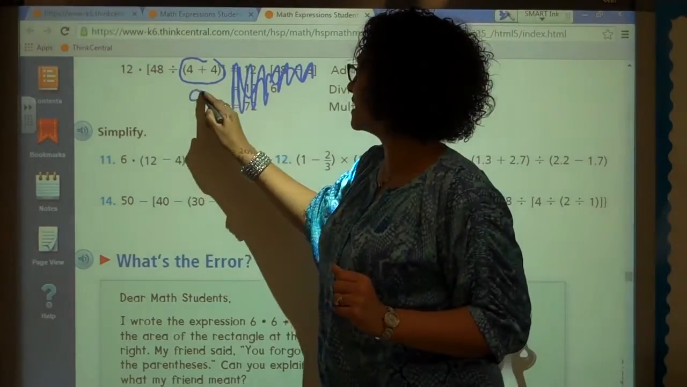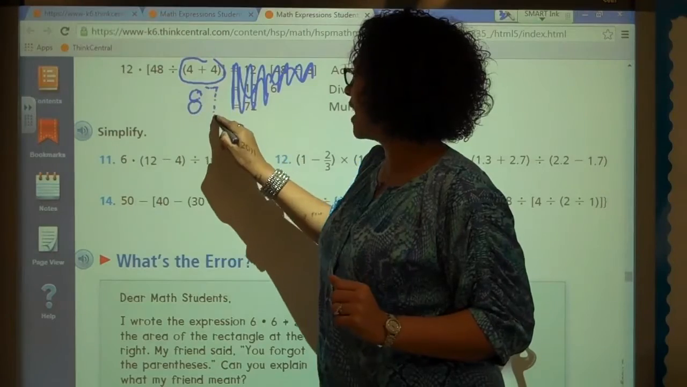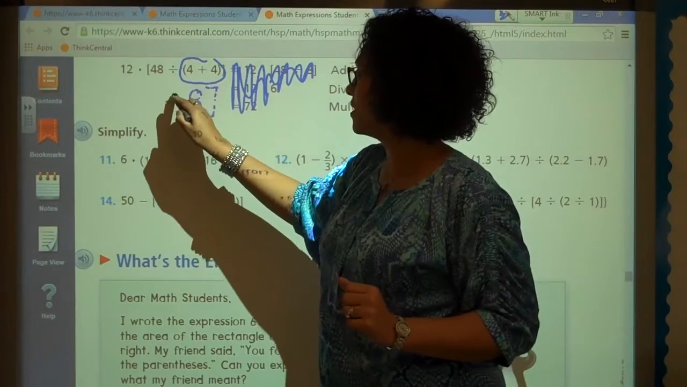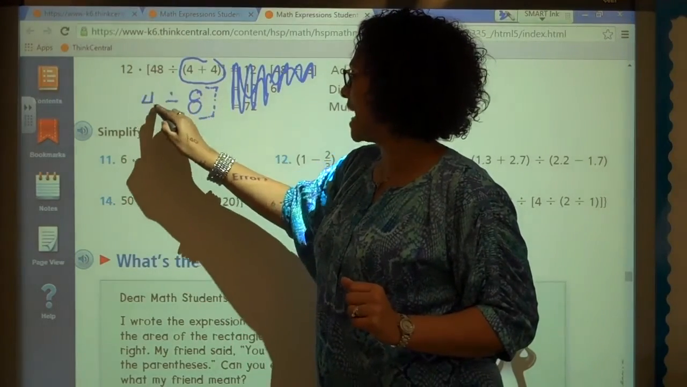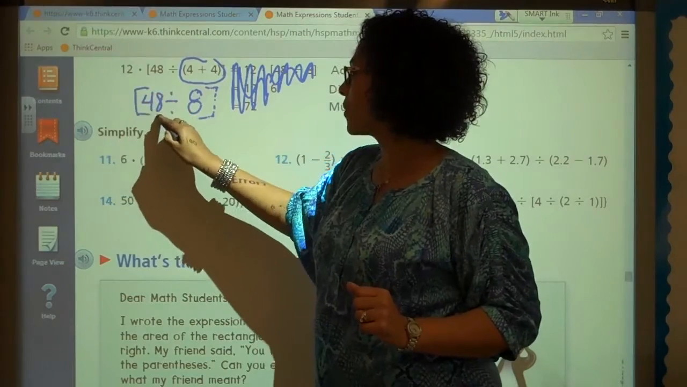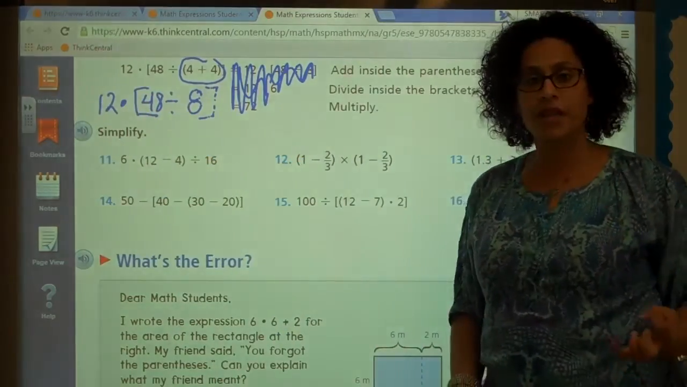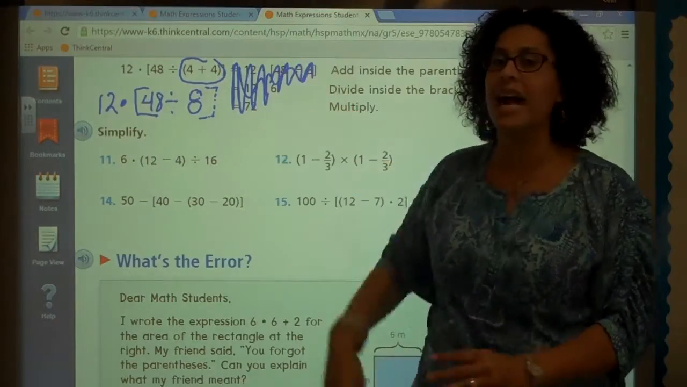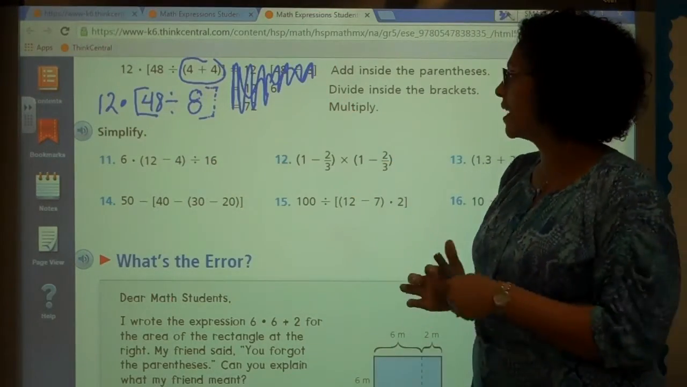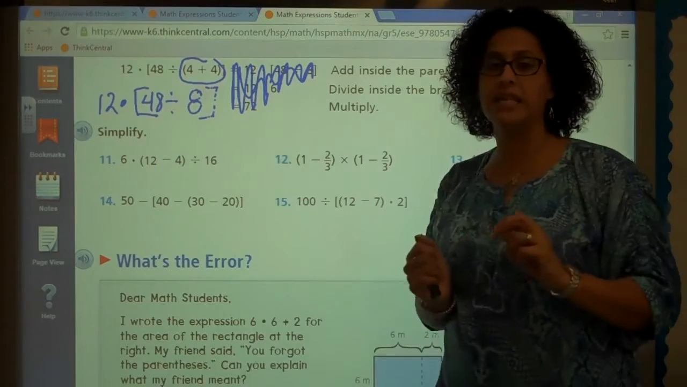So 4 plus 4 is 8. I still have that bracket because I haven't done anything with it. Divided by 48. Still have that bracket times 12. I'm bringing everything down. That's what they did over here on the side, but I want to keep our learning consistent. Now we have 48 divided by 8.